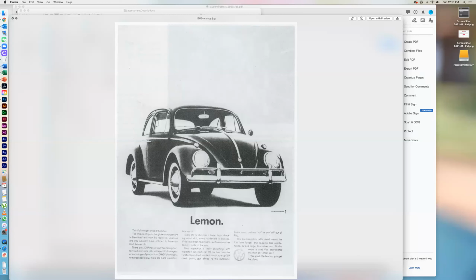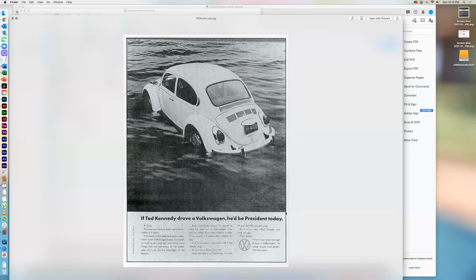So it just says lemon. This is a lemon, okay? This is a classic one. It's really harsh.